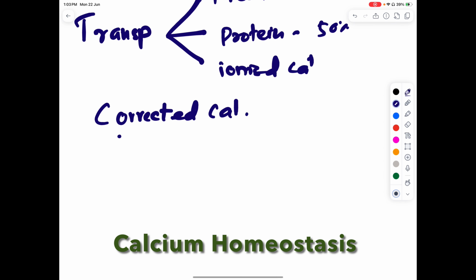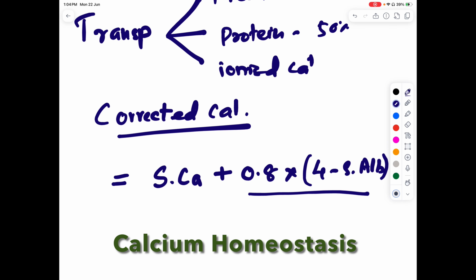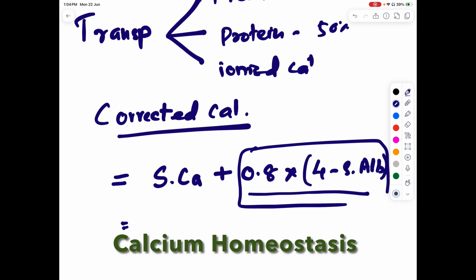It is equal to the definition of corrected calcium in relation to the albumin. The calculation is serum calcium plus 0.8 into 4 minus serum albumin. So this gives 4 minus serum albumin into 0.8. This is the protein bound calcium, so you have to add serum calcium, and that will be the corrected calcium.